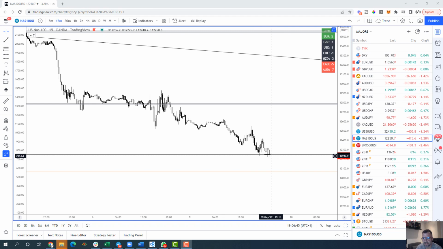Don't be looking to buy this market right now, and I wouldn't want to be a seller just yet. I'd want to see a retracement before I become a seller. Let's take a look at the dollar index.